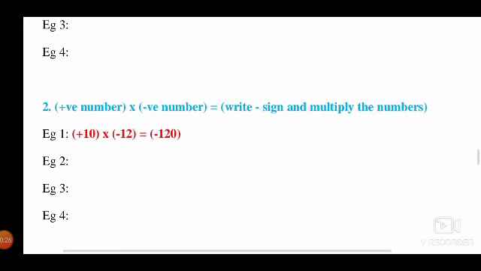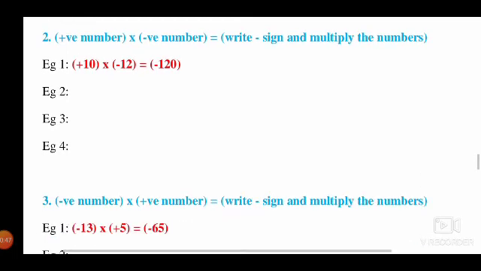The second rule is a positive number has to be multiplied with a negative number, which means we have to write minus sign and multiply the numbers. For example, plus 10, a positive number, into minus 12, a negative number, we have to multiply. So we have to write minus sign. So minus 10 into 12 is 120. So minus 120 is the answer.